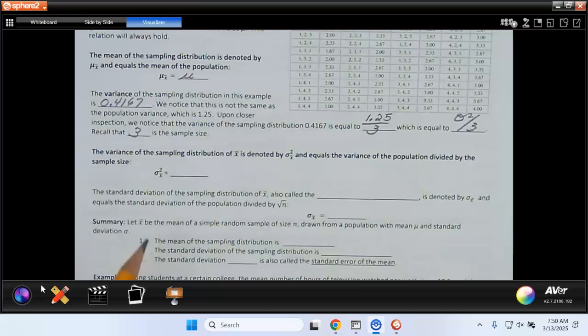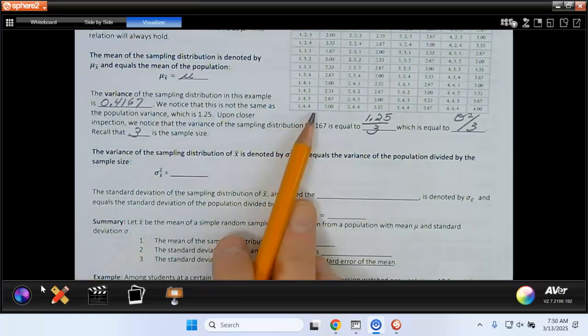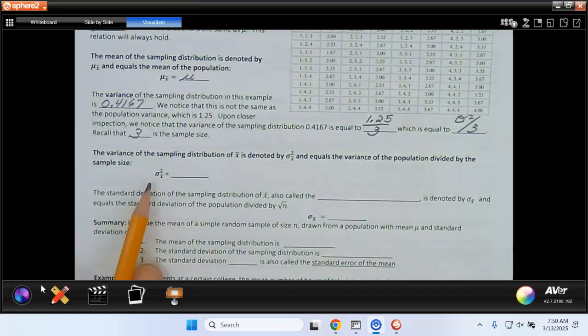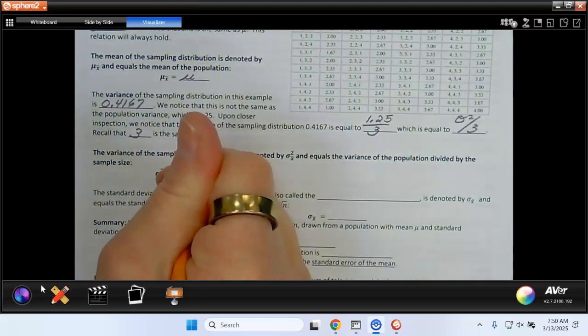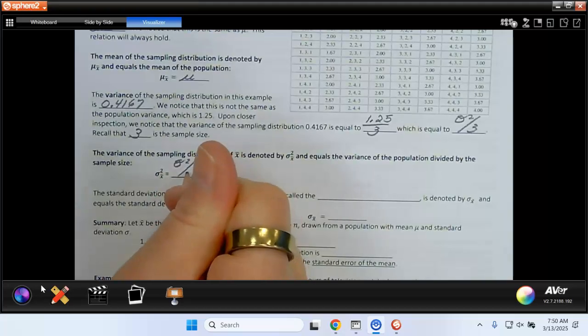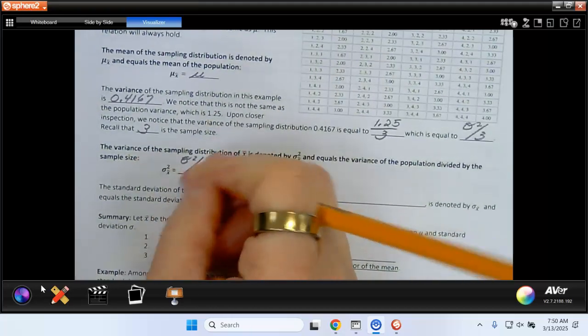Okay. Notice, because there were 3, we had 3 dice. So notice this notation for variance of a sampling distribution. You knew what variance notation was, that sigma squared. If you put a little subscript x bar, that means it's the variance of the sampling distribution, calculated as the variance of the population divided by the sample size.